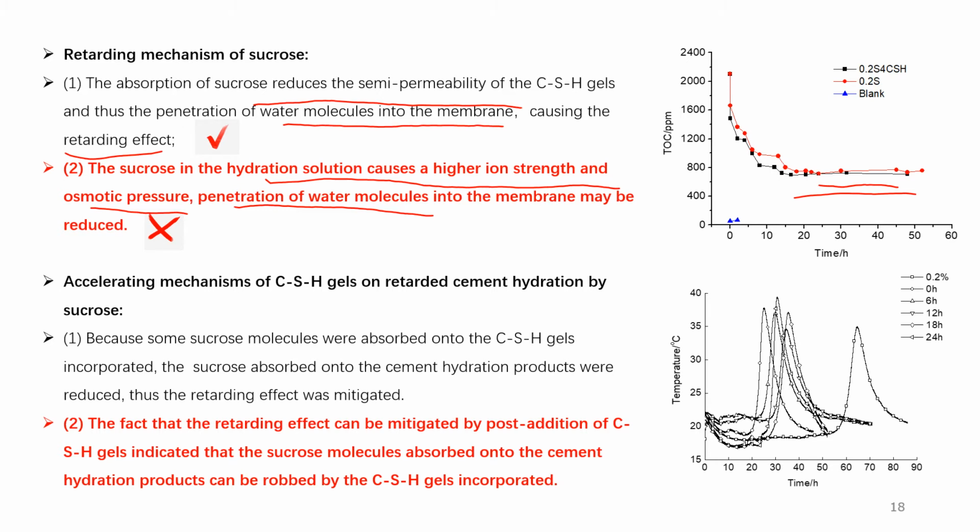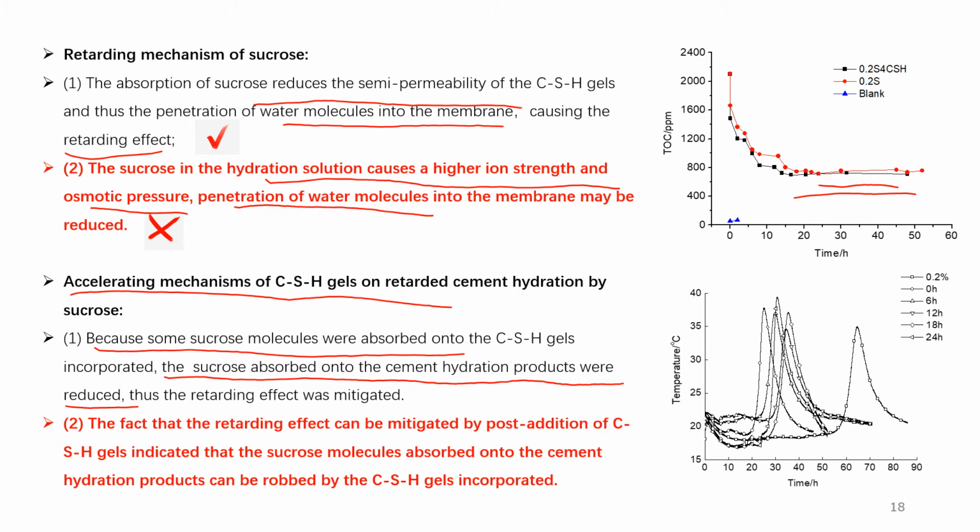However, the CSH can accelerate the cement hydration retarded by the sucrose. About the accelerating mechanism of CSH gels on cement hydration retarded by sucrose, maybe some sucrose molecules were absorbed onto the incorporated CSH gels, and the sucrose absorbed onto the cement hydration products was then reduced. Thus, the retarding effect was mitigated.